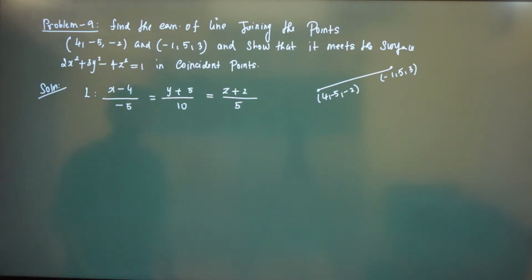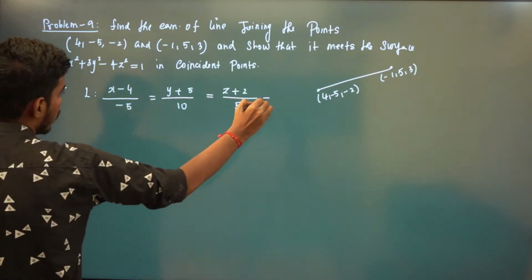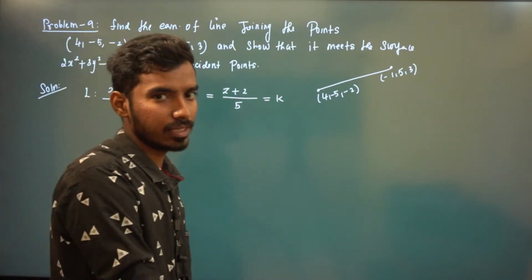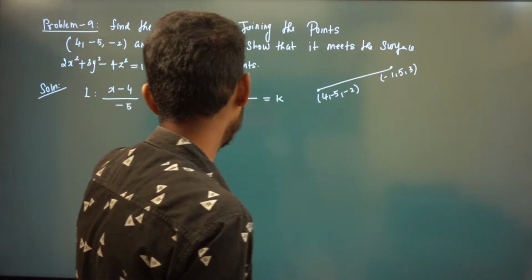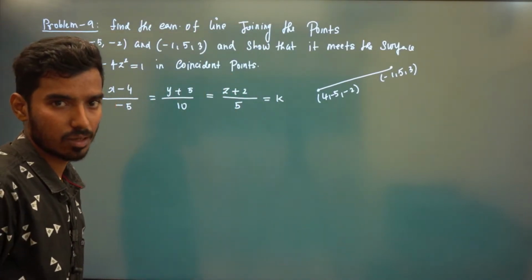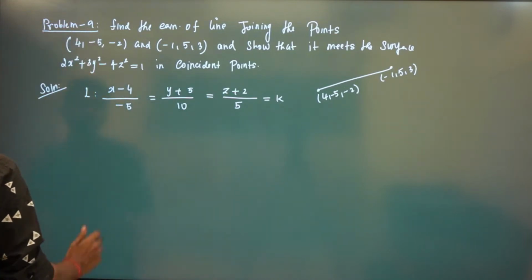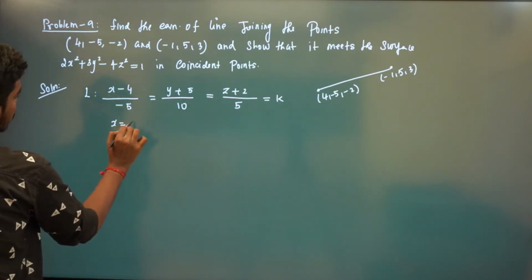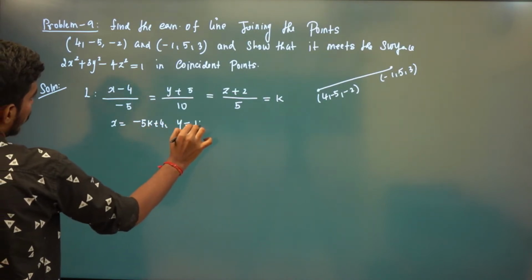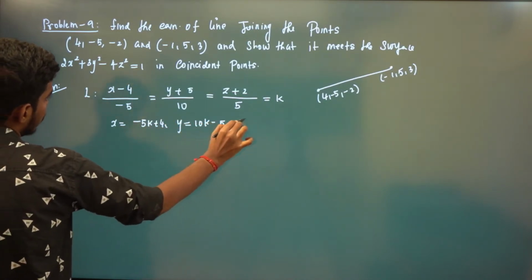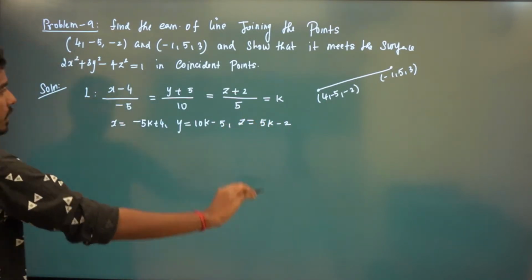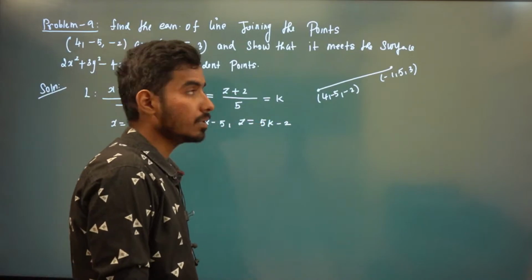So any point on the line will be of the form. See, you can also divide by 5 because this is a direction ratio only, right? So you can also write this as minus 1, 2, 1. It will not affect the question, right? So that means your x is minus 5k plus 4, y is 10k minus 5, that is 5k minus 2. So any point on the line will be of this form.